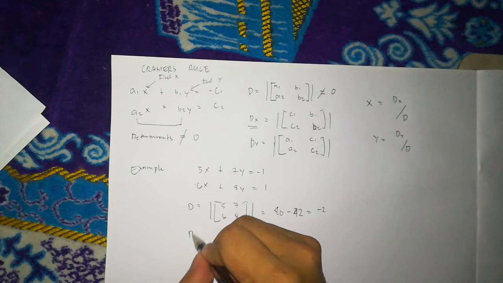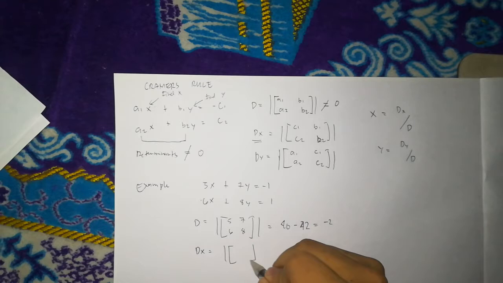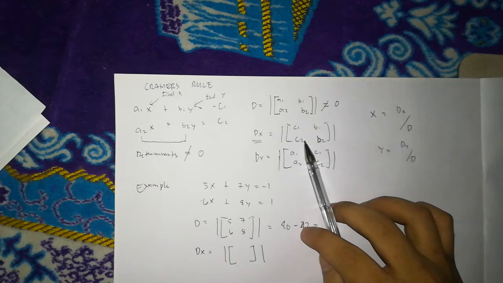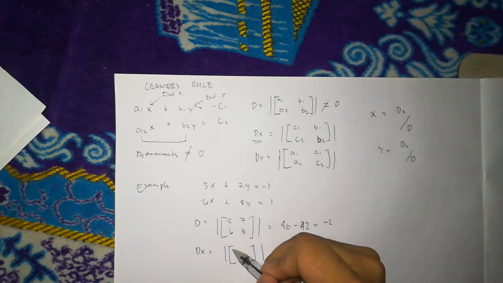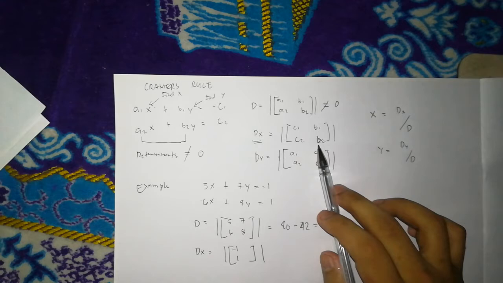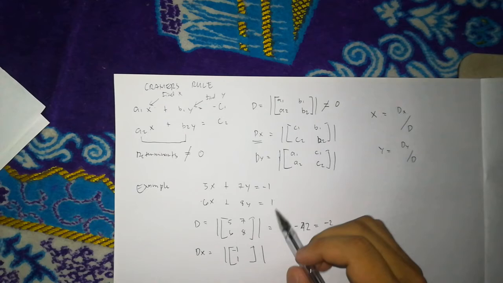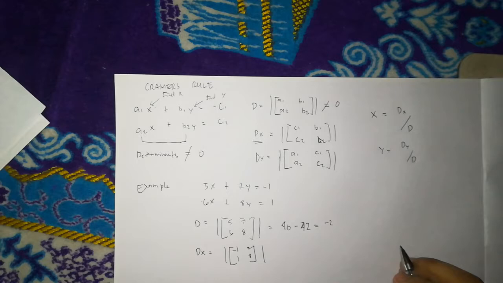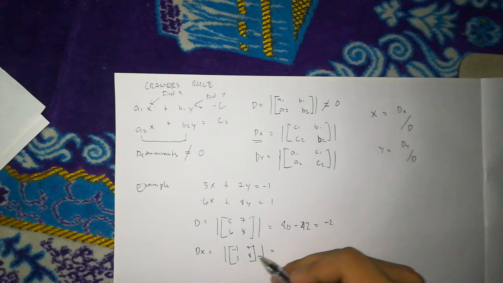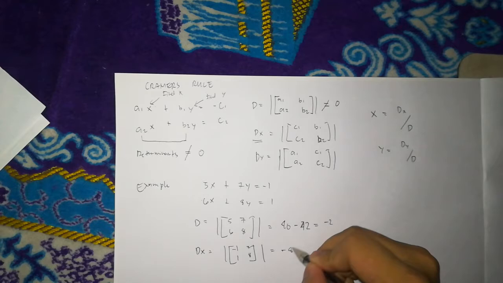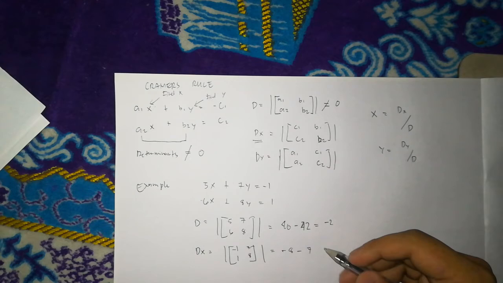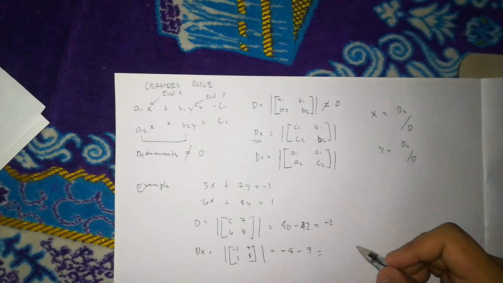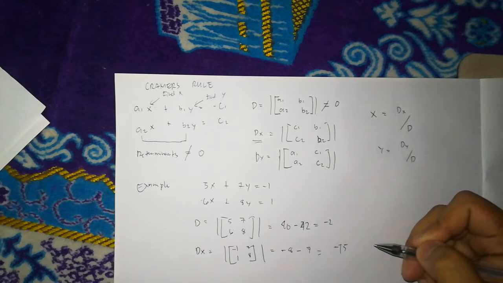Next is hanapin natin si x. Back tayo sa formula. Pag hinahanap si x, c1 and c2. So the c1 for this is negative 1 and 1. Next is the b1 and b2, which are 7 and 8. And then compute natin siya. 1 times 8 is equal to 8, negative 1 times 8 is negative 8, minus 7 times 1 is 7. Negative 8 minus 7 is negative 15 yan.